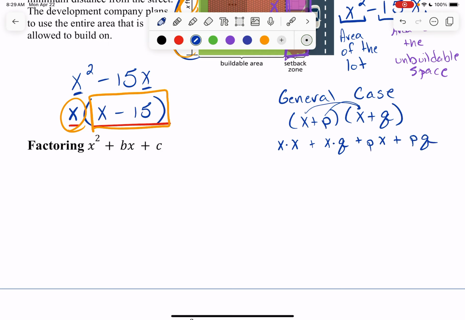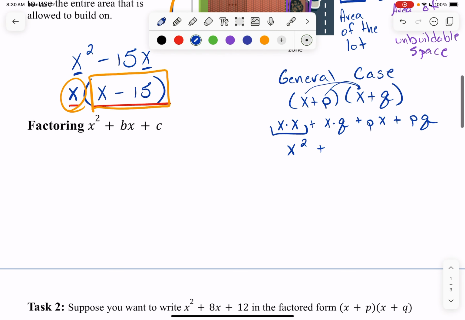All right, so let's go ahead and put together some like terms here. X times x, that's x to the second. Plus, if you notice these two is p times x plus q times x, I'm just doing alphabetical order, plus p times q.